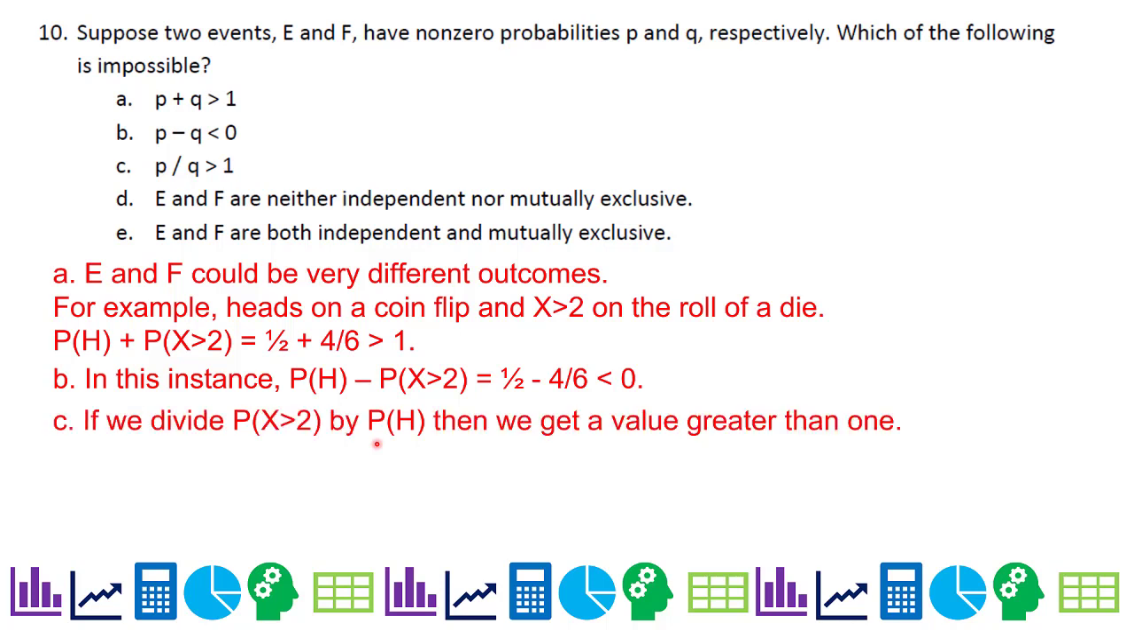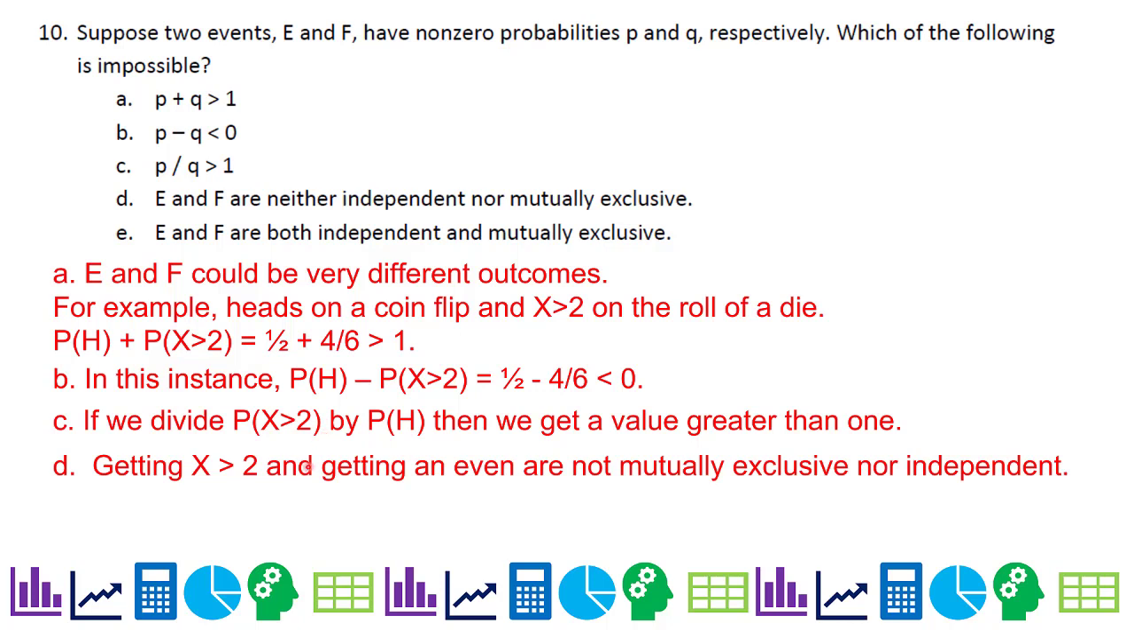If we divide probability of x less than 2 by probability of heads, then we get a value of greater than 1. So I could have just rearranged these so C works well. And then getting a probability of x greater than 2, and I'm going to change my situation here and say getting an even. Those are not mutually exclusive and they are not independent, because if you know you got a 2, then you know you got an even. If you know you got an even, then your probability of having gotten a 2 is higher.